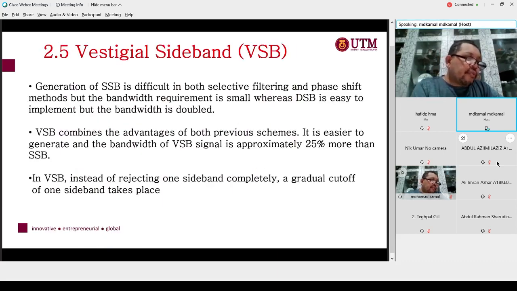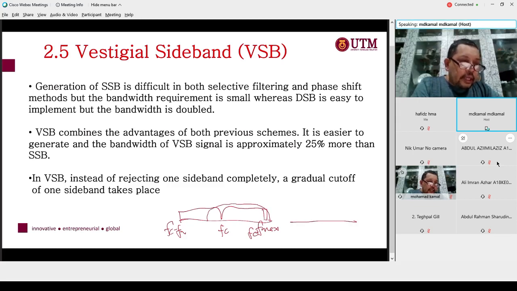And then we have another one, which is the vestigial sideband. Vestigial sideband is another signal where you transmit part of the sideband. For example, if you have a full sideband like this, usually for the complex frequency, this is your F max, this is FC plus F max, this one is FC, and this is FC minus F max. In this case, vestigial means part of this double sideband, so you are transmitting like this.